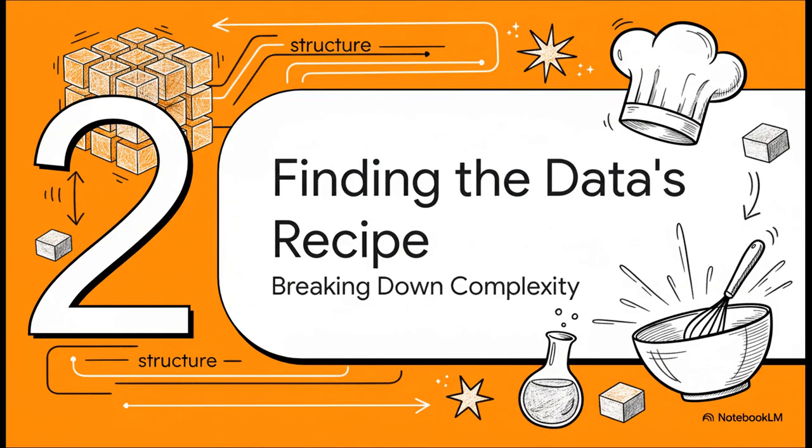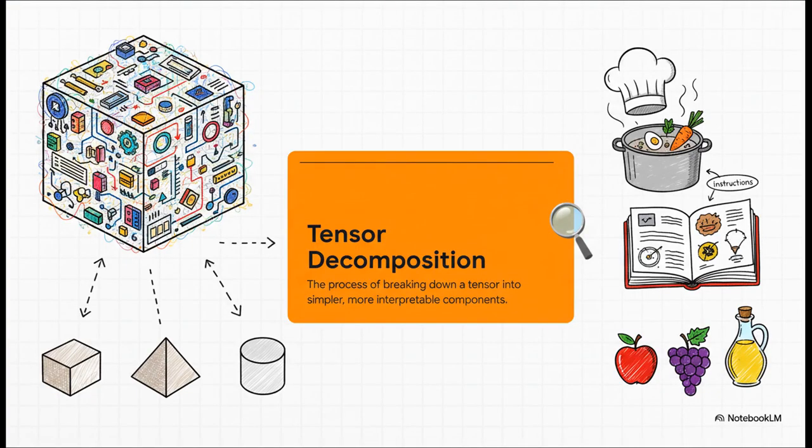Okay, so we've got our data cube, great, but a giant block of raw numbers isn't super helpful on its own, right? We need to figure out what's really going on inside. And that brings us to the whole point of this explainer. We're going to find the data's recipe. And that's exactly what tensor decomposition is all about. It's the process of taking that huge, complicated data cube and breaking it down into its simpler, more meaningful parts. Seriously, it's like being a master chef who can taste some complex sauce and tell you exactly what ingredients went into it and how to make it.